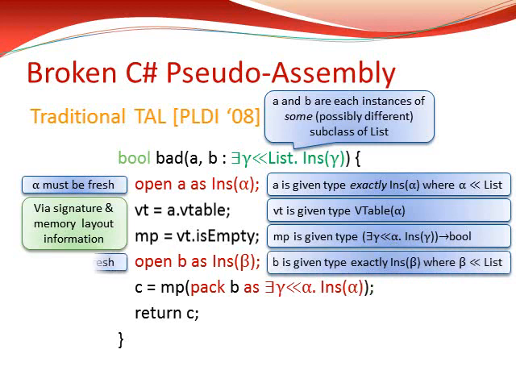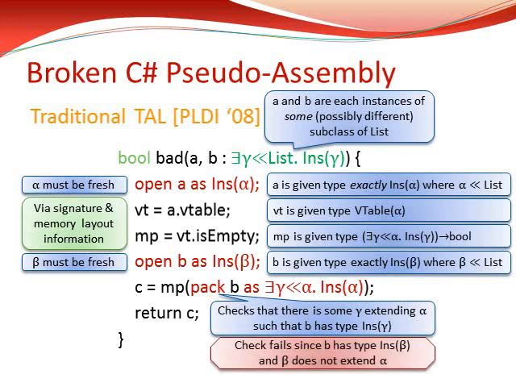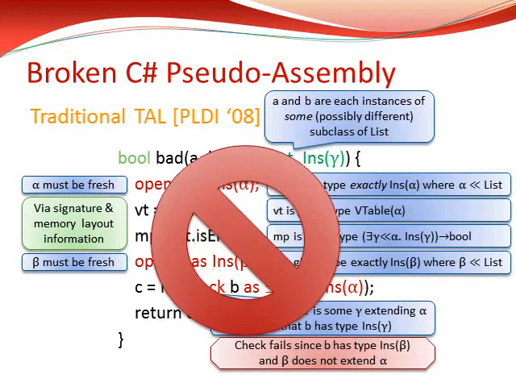Next, before we can use B, we also have to open its existential type, so that B is an instance of beta, where beta is some fresh variable known to be a subclass of list. This pack instruction then checks to see whether B is an instance of some class beta, or gamma, which is known to be a subclass of alpha. This check fails since B is an instance of beta, but beta does not extend alpha, it only extends list. And so our traditional typed assembly language would reject this program, as we would like.